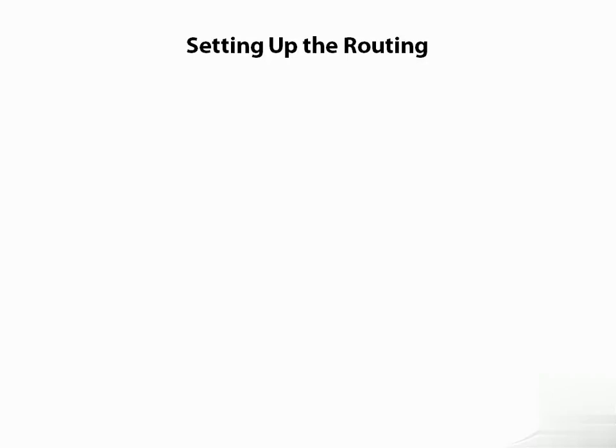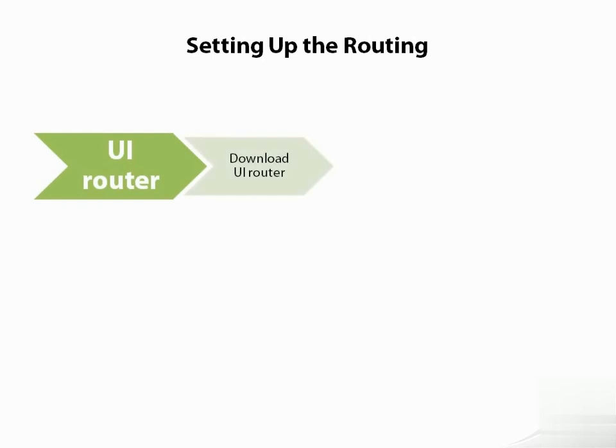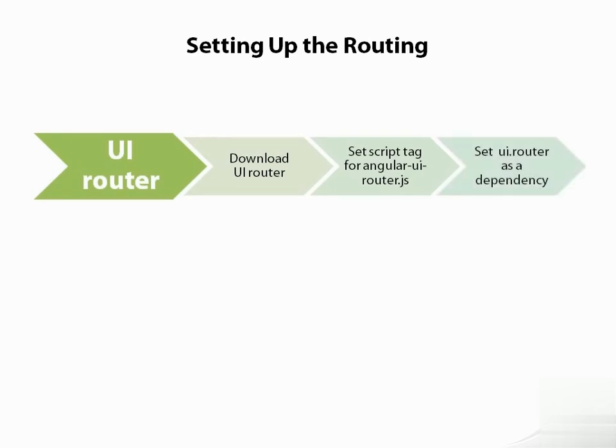Setting up the routing using UI Router requires the following steps. First, set up UI Router. You'll need to download the UI Router library, insert the script tag into the index.html file, and set the UI Router module as a dependency in the main module. These steps should seem somewhat familiar since we've used similar steps when setting up to retrieve data in the last module.